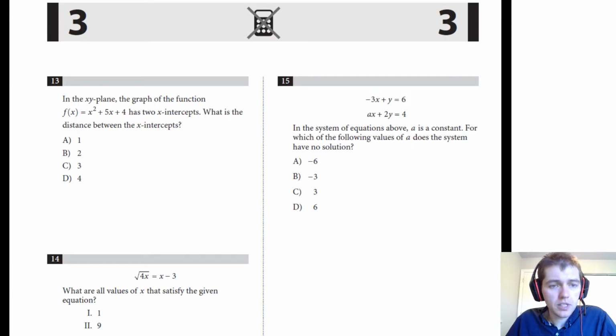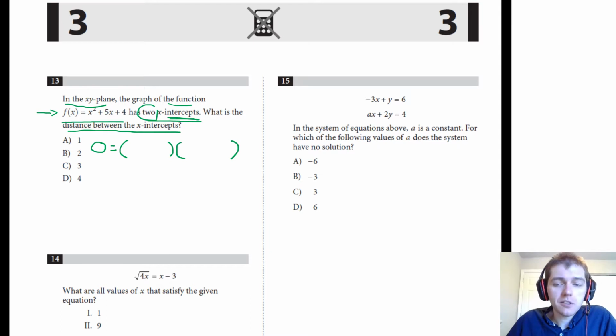Okay, problem 13. In the xy plane, the graph of the function given here has 2 x-intercepts. What is the distance between the x-intercepts? All right, because they tell you it has 2 x-intercepts, it signals that you'll be factoring this function. And because they tell you x-intercepts, you can go ahead and set f of x equal to 0 for that factored function. So go ahead and substitute in 0 for f of x, and then you know your factored function will take this form here.